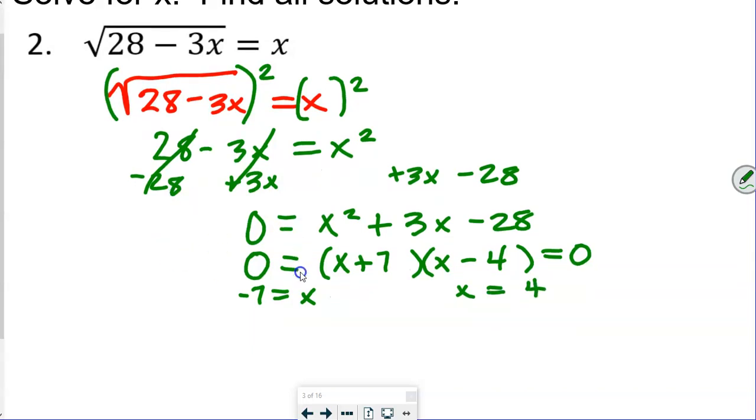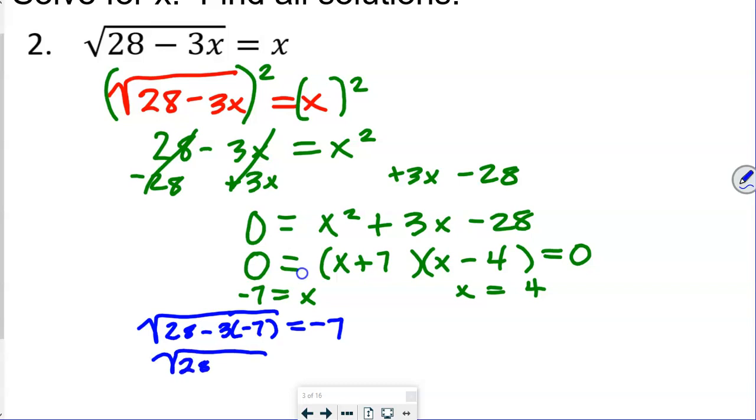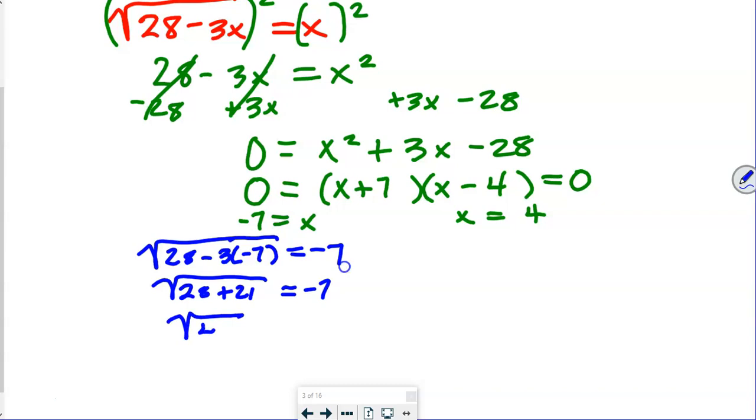Once again, we got to check these answers, okay? So we're going to plug them back up in that original equation. So we've got 28 minus 3 times minus 7. We're going to see, does that equal minus 7? So this is going to be 28, and that's going to be a plus 21, because the negative times the negative is a positive. So this is going to be the square root of 49. So 7, again, does not equal negative 7. So this one's going to be our extraneous solution.